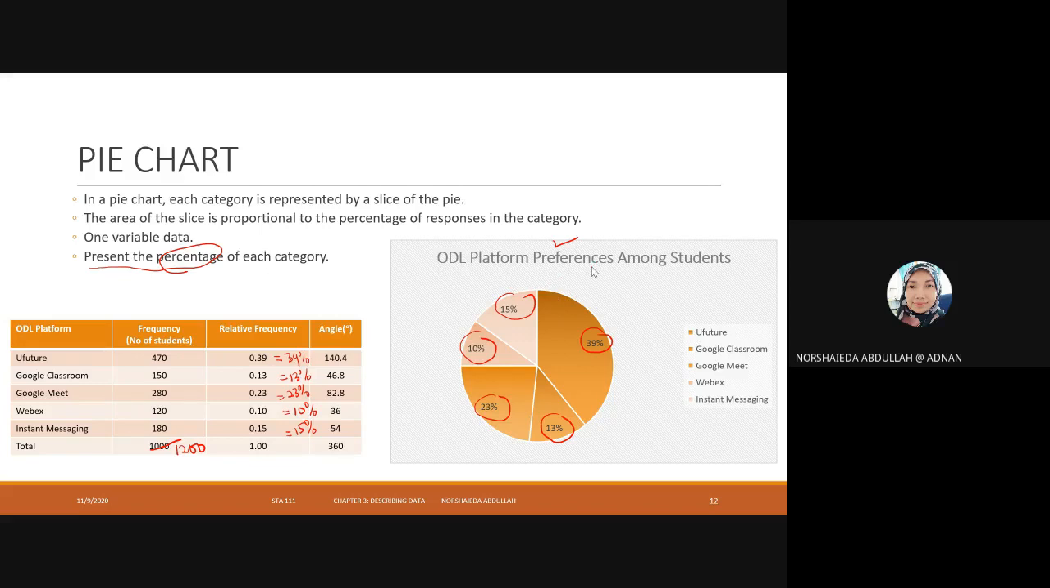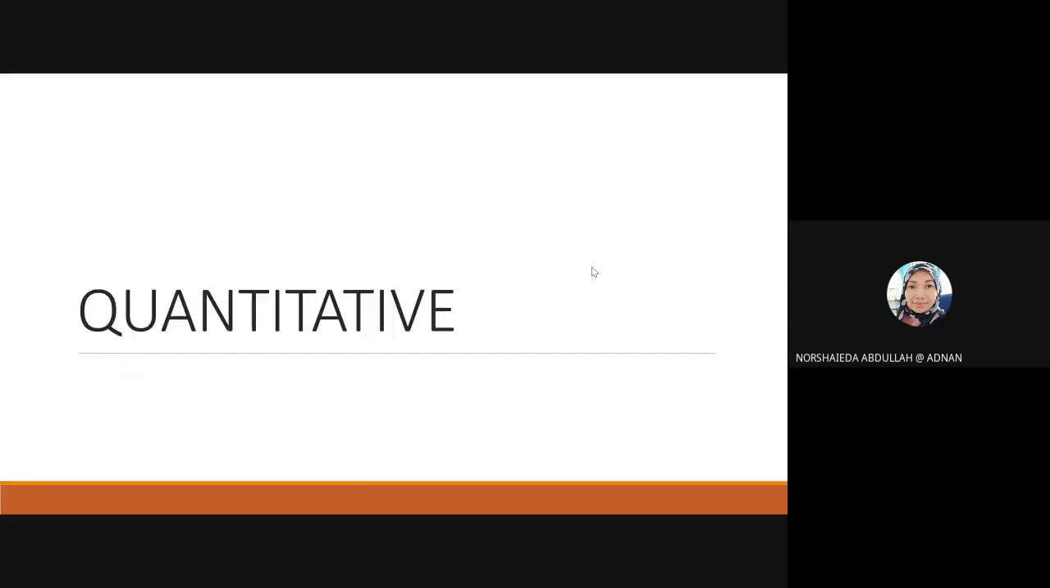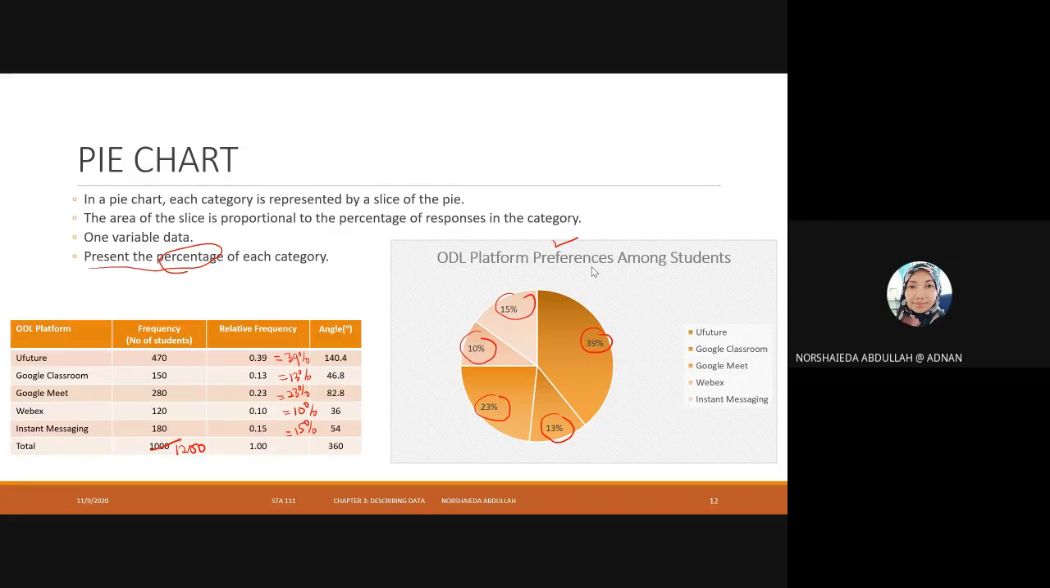Senang je nak draw pie chart ni. You can tak payah guna the protractor or just freehand, okay, asalkan dia bulat or lebih kurang circle, janganlah sampai jadi triangle ke or other shape, lebih kurang je circle, and the portion tu pun kita just agak je lebih kurang, how big is the portion for each category. Right, so kita dah habis lah untuk qualitative data presentation.